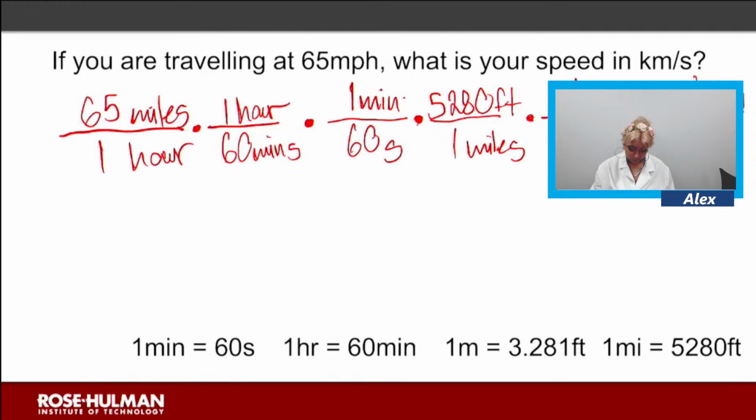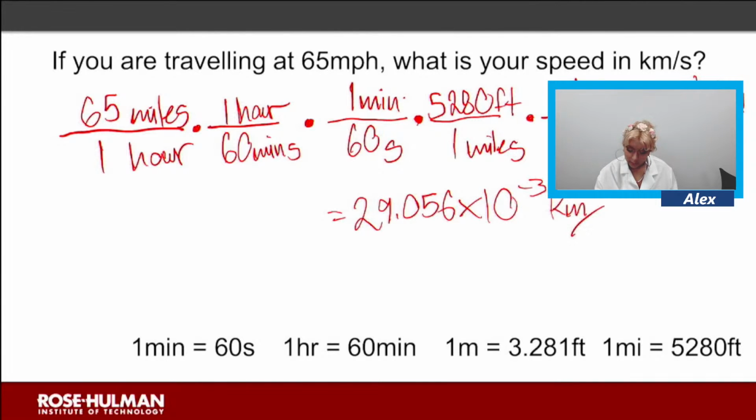So now we'll go through all our calculations. We'll do 65 divided by 60 divided by 60 again times 5,280 divided by 3.281 divided by 1,000 gives us an answer of 29.056 times 10 to the negative 3 kilometers per second.